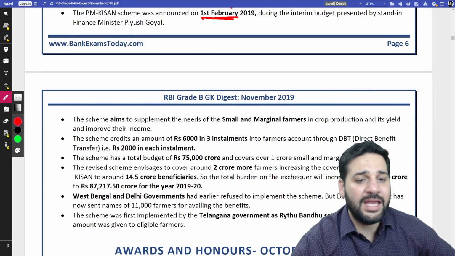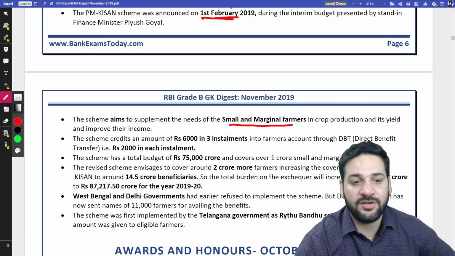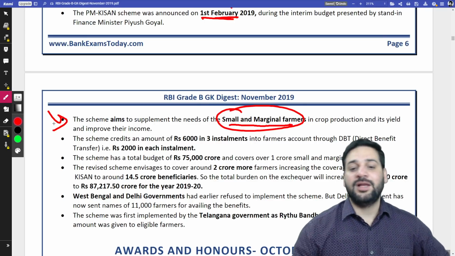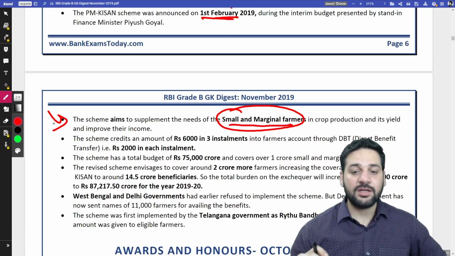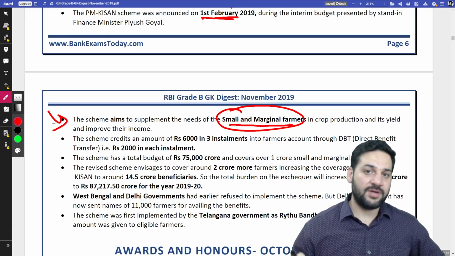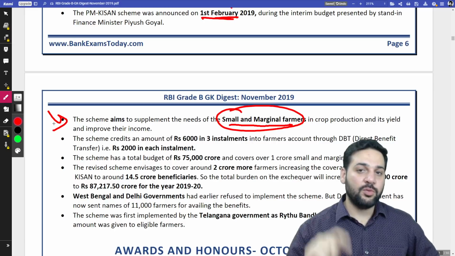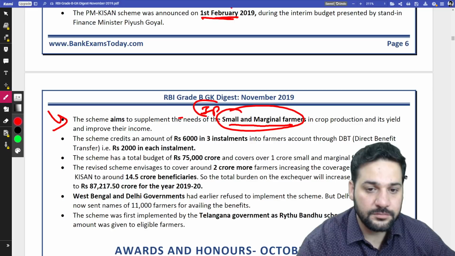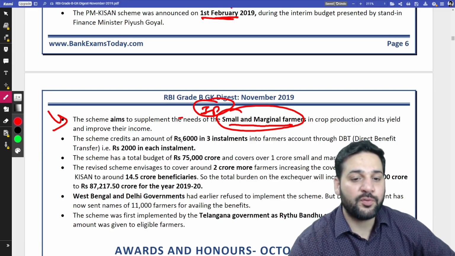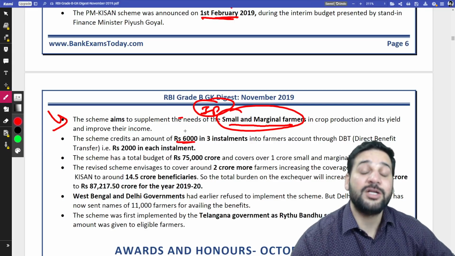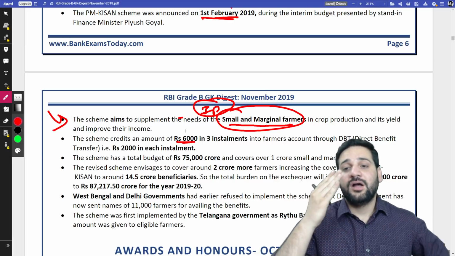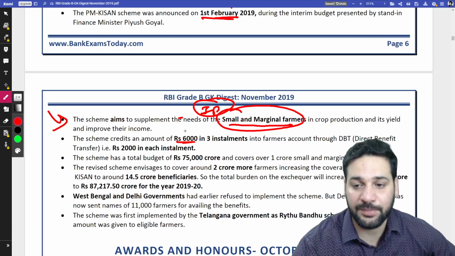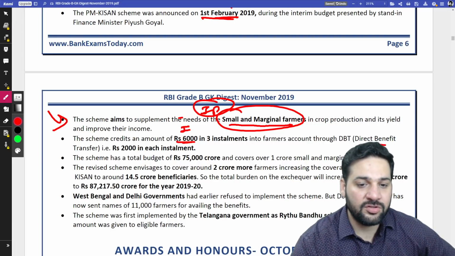Now this scheme aims to supplement the needs of small and marginal farmers. So that's really important. This scheme aims at small and marginal farmers. So remember this first point. Landless farmers are not included. Large farmers are not included. So that's really important, I would say. The second one, the scheme would provide credit of rupees 6,000 in 3 installments. Total 6,000 rupees, in 3 installments of 2,000 each. So there will be direct benefit transfer, and this is also important.